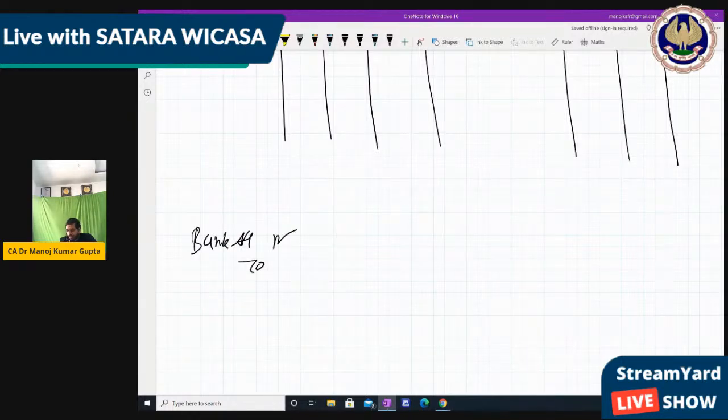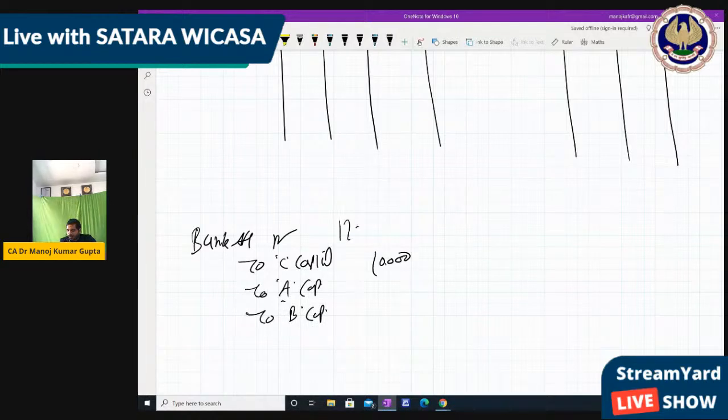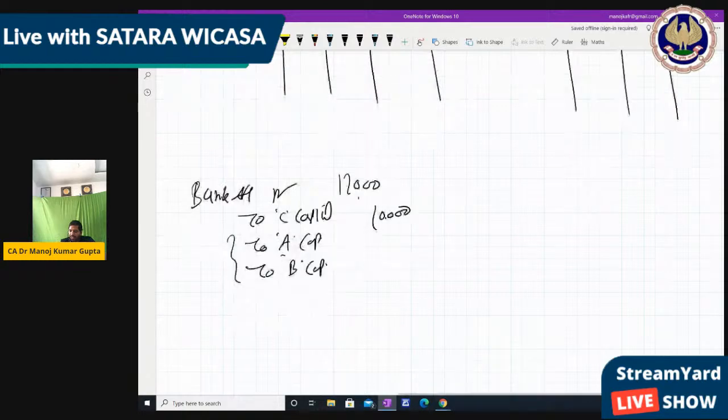to C capital, that is 10,000, and whatever he brings for goodwill will be shown in A capital and B capital in the sacrificing ratio, right? So overall 12,000 he brings, 2,000 for goodwill he purchased, and 10,000 for capital. Now 2,000 we will distribute among the partners in the sacrificing ratio.